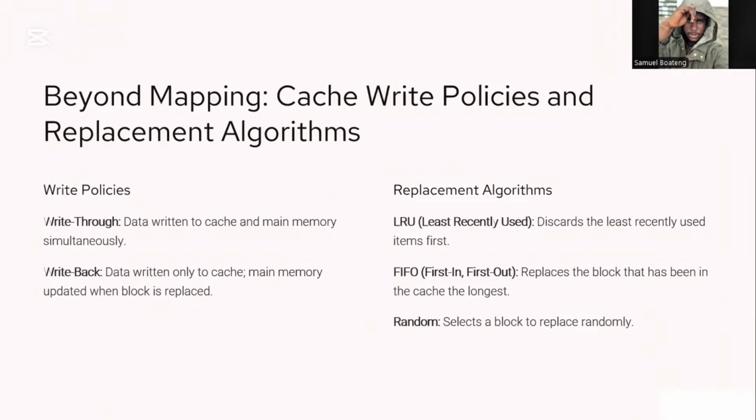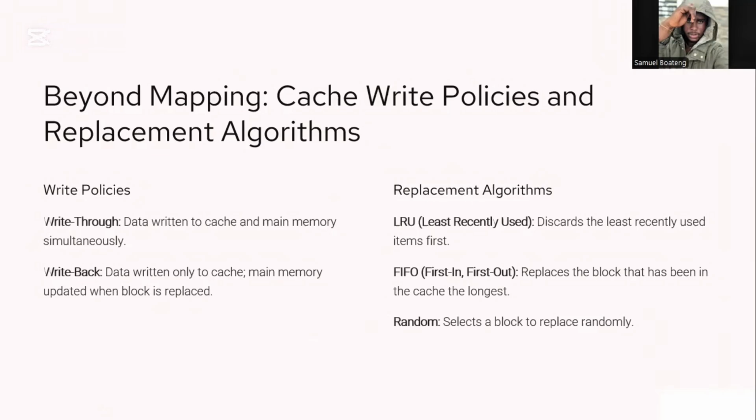Now, on this slide, there are two main cache write policies. And the policies are, we have the write through and we have the write back. The write through basically means the updates happen on both cache and memory at once, while the write back updates memory later.